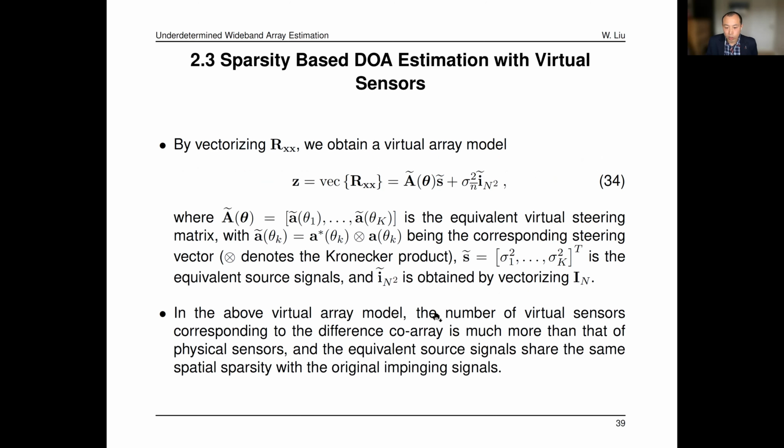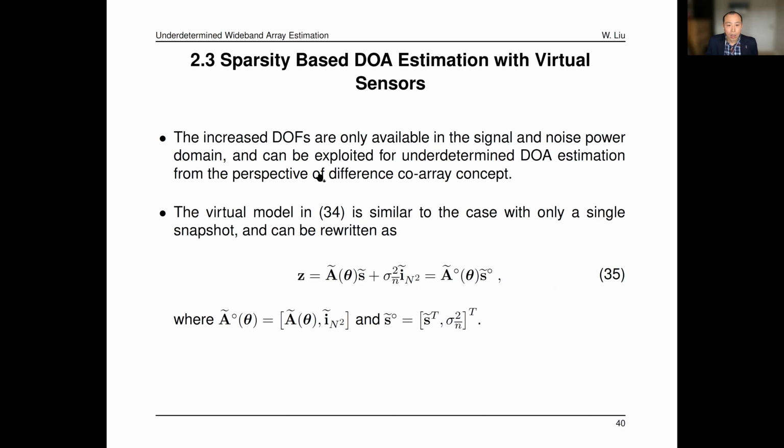In this virtual array model, the number of virtual sensors corresponding to the difference coarray is much more than that of physical sensors, and the equivalent source signals share the same spatial sparsity with the original impinging signals. So for this new array, the number of source signals is still the same, big K of them. The increased degrees of freedom are only available in the signal and noise power domain, and can be exploited for underdetermined DOA estimation from the perspective of the difference coarray concept.